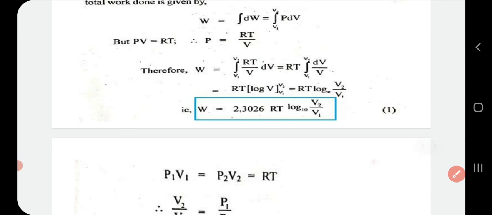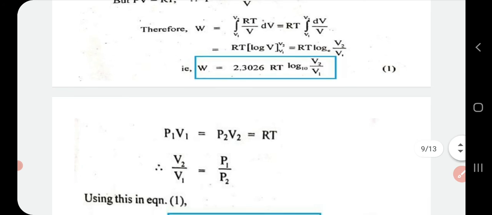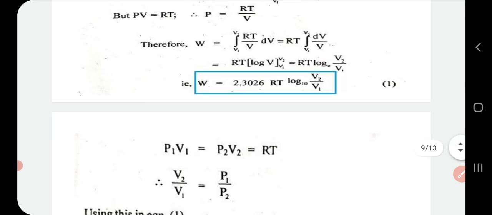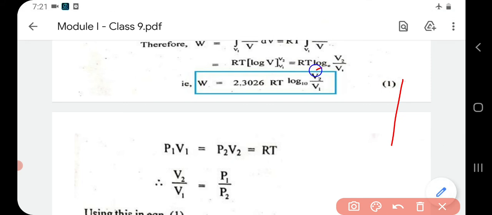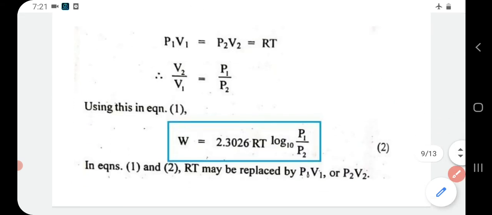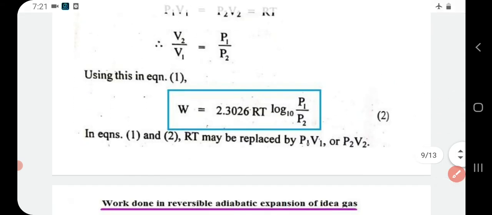Now we know that PV equals RT. So P1 V1 will be equal to P2 V2, and that will be equal to RT. So from this equation, what is V2 by V1? It will be P1 by P2. So in place of V2 by V1 in equation 1, we can also write P1 by P2. So you will get another expression: W is equal to 2.3026 RT log 10 of P1 by P2. See, that is this expression.